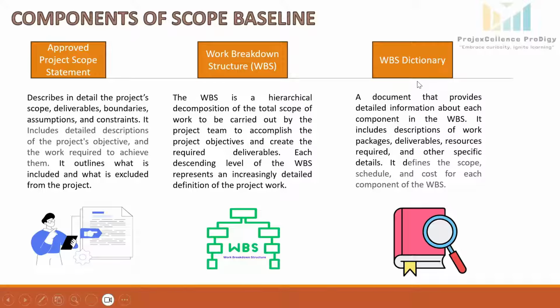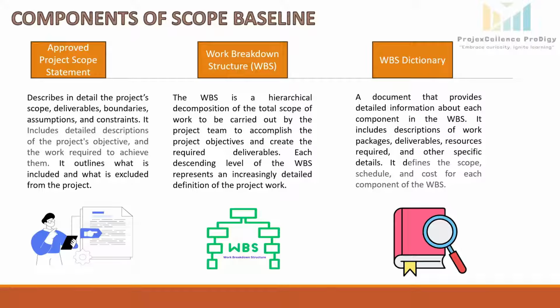WBS dictionary: a document that provides detailed information about each component in the WBS. It includes descriptions of work packages, deliverables, resources required, and other specific details. It defines the scope, schedule, and cost for each component of the WBS.